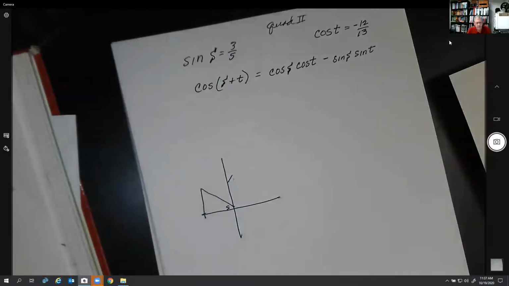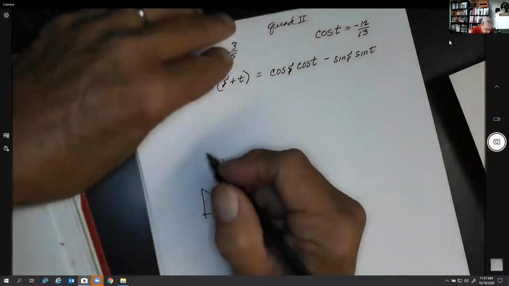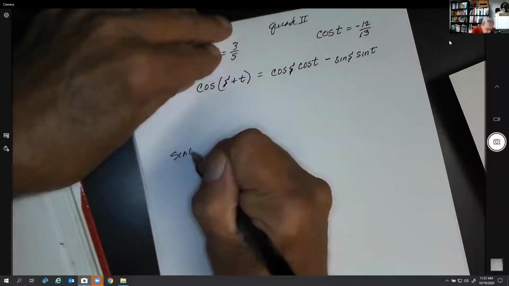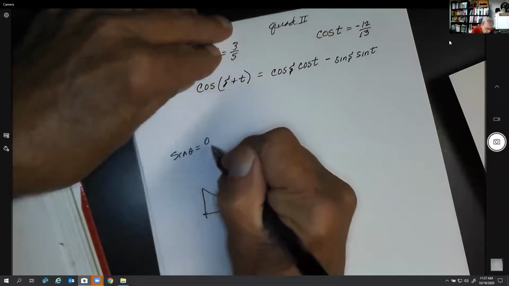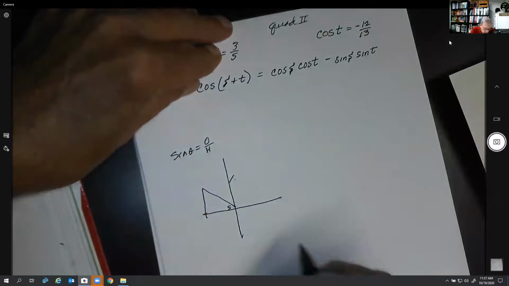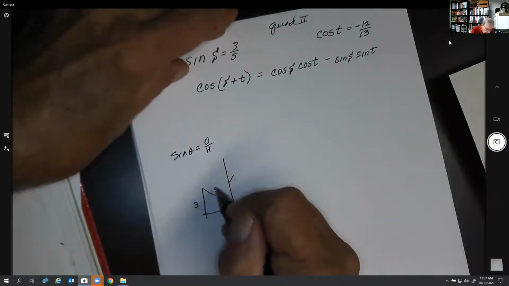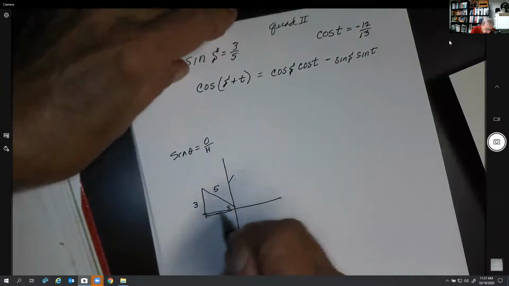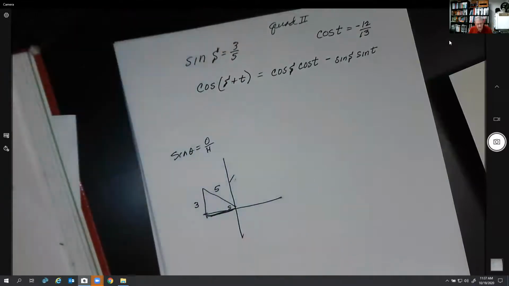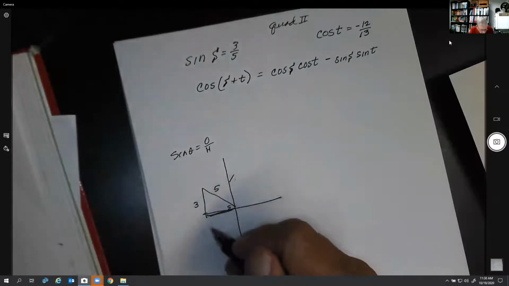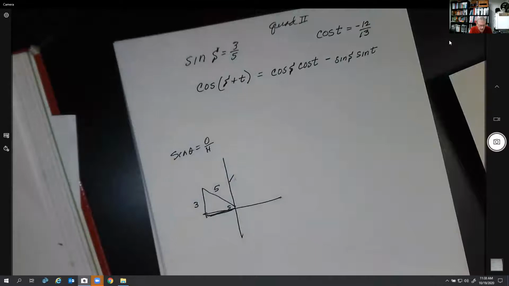What does that mean? What is the sine? The sine is opposite over hypotenuse, right? So this side must be 3, and this is 5. And what we need to do is find this missing side. Then we can find what the cosine is. Well, we probably know that this is a 3, 4, 5 right triangle. But how do we get that?